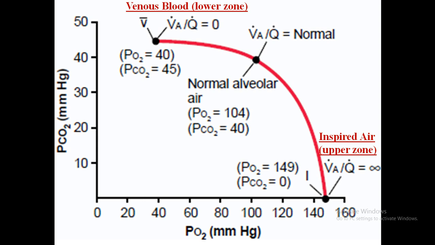So here the composition of the gases, that is the normal alveolar air, has a partial pressure of oxygen which is 104, and a partial pressure of carbon dioxide that is 40. This is a very important diagram. Draw and label this diagram and also learn it very carefully.